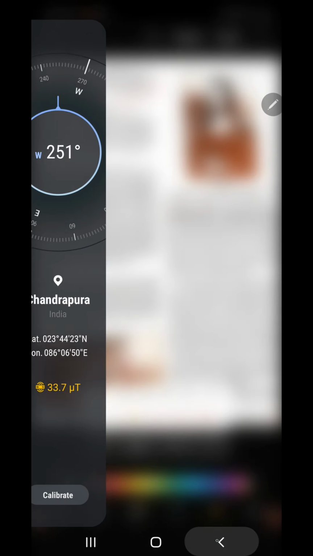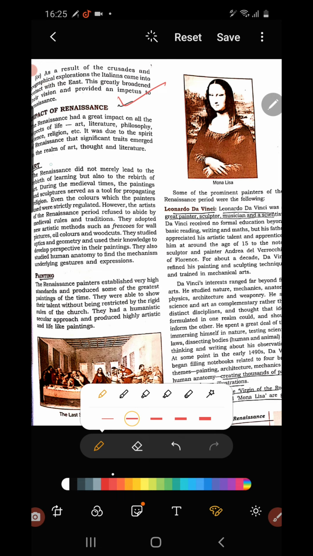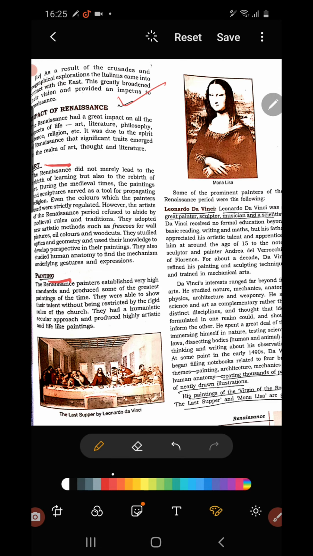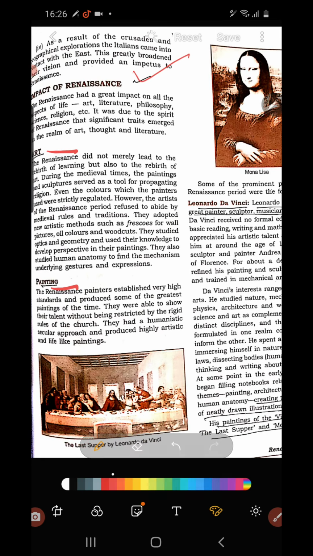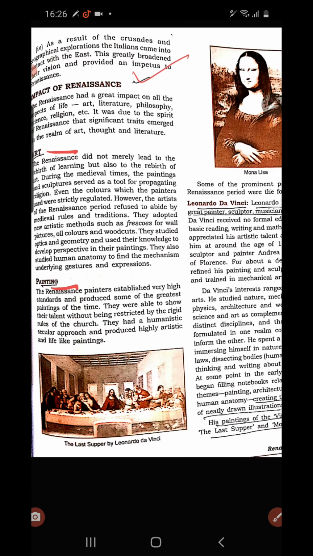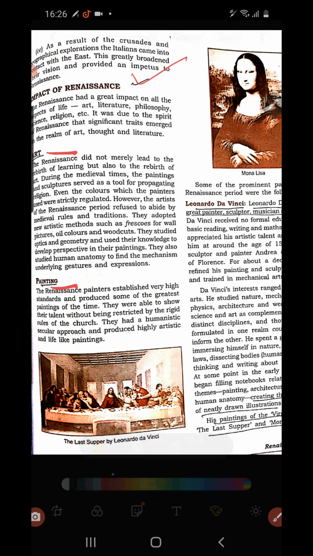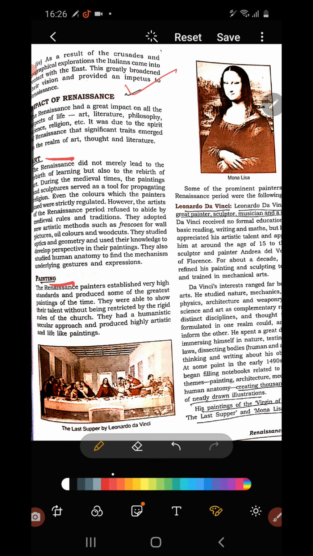art. You need to study about art and painting. Under art, children, what happened in the field of art? Earlier only rough drawings were made. Now they started adopting science in the field of art. That means they started studying anatomy, the human figure, scientifically, and doing proper measurement. Accordingly they made lifelike pictures during this period.